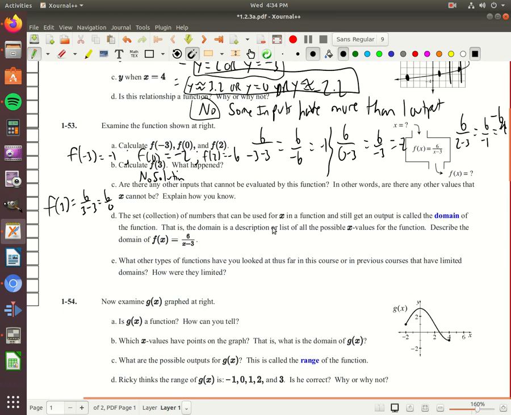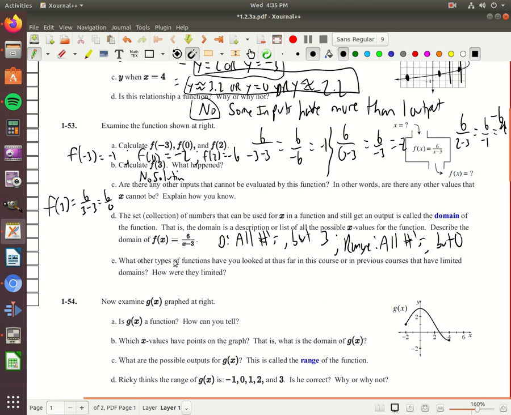So the set, or collection, of numbers that can be used for x, the numbers that you're allowed to plug into an equation, is called the domain of a function. That is, the domain is a description or a list of all the possible x values of a function. Describe the domain of this. Well, the domain of this is all numbers but 3. You can plug any number in you want. And again, if it doesn't ask for range, but if it did, we would say the range is all numbers but 0. This is what I keep fixating on. I think I've said 0 instead of 3 multiple times already in this video.